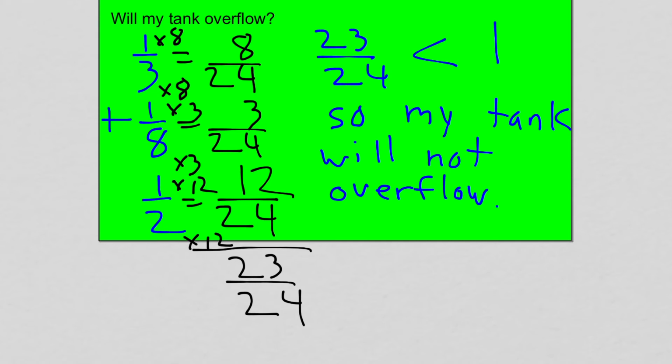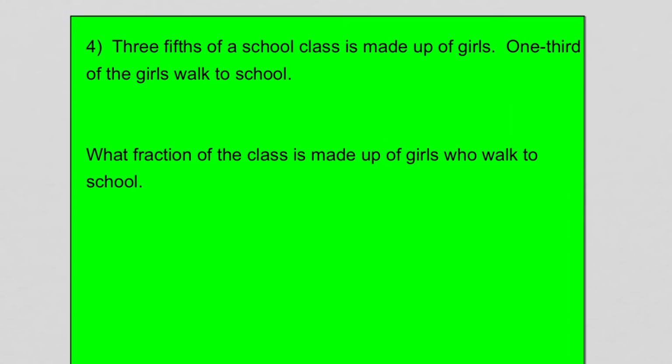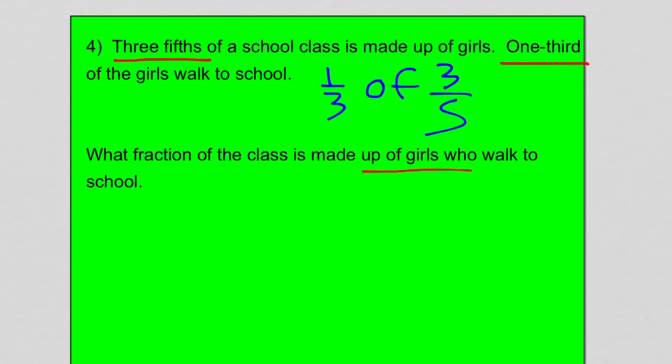All right, let's look at one more. 3/5 of a school class is made up of girls. 1/3 of the girls walk to school. So 3/5 of a school class is made up of girls, and 1/3 of those girls walk to school. Listen to what I said. 1/3 of those girls walk to school. So 1/3 of those 3/5 walk to school. What fraction of the class is made up of girls who walk to school? Well, 1/3 of 3/5 is girls who walk to school.